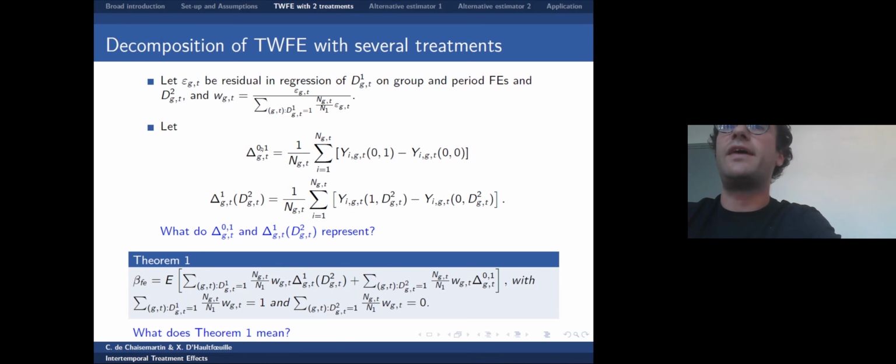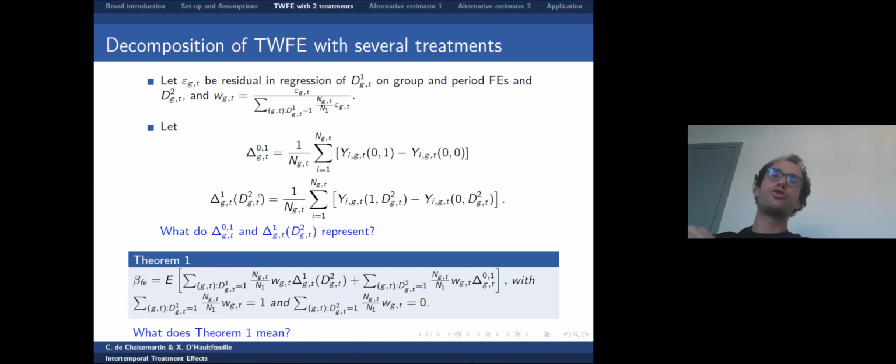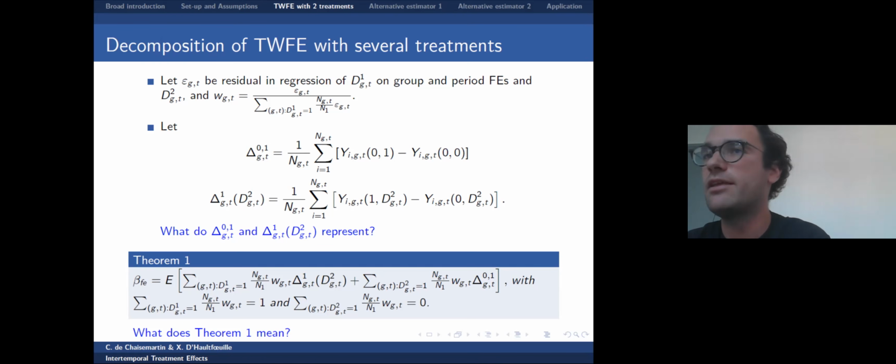Okay, so now I'm going to define two causal effects, delta_0,1 and delta_1. Could someone explain to me what those effects represent?